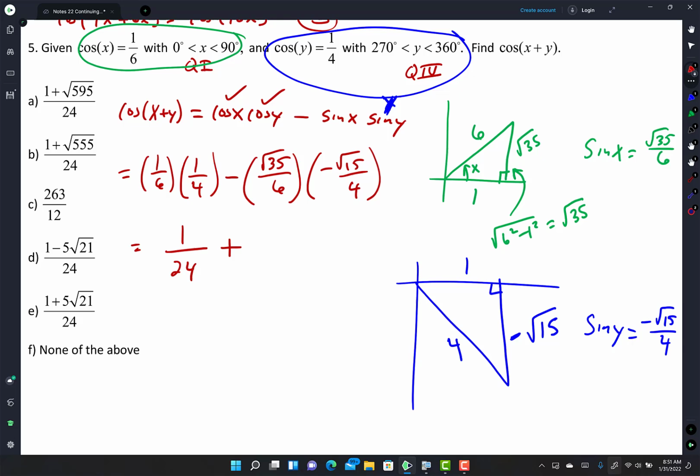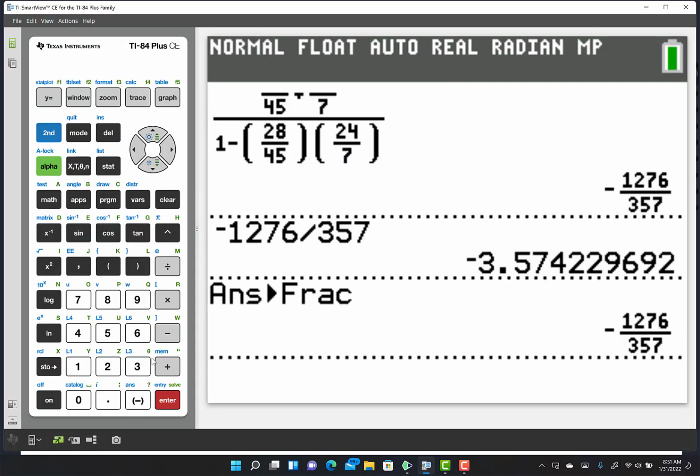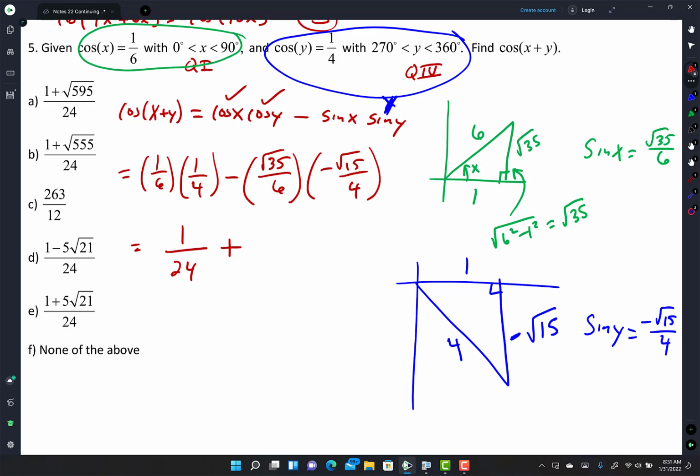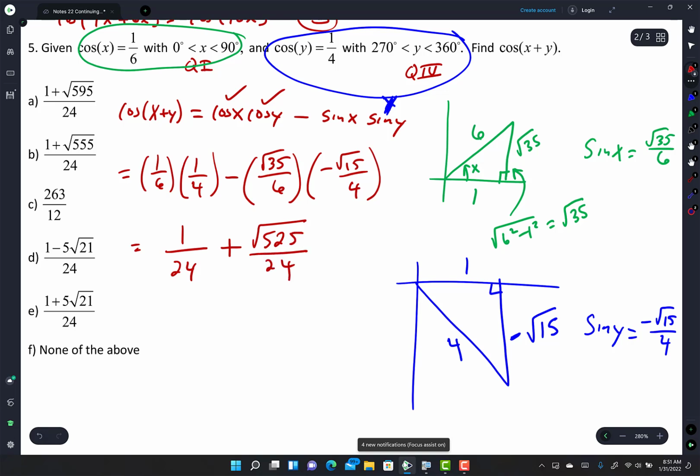35 times 15, I don't know. Let me take my calculator. 35 times 15, and I get 525. Do you guys see that? So I'm going to write it like that for now, and if it's a perfect square, we'll break it down a little bit. 525 over 24. I don't see 525 in there. It's probably because we can break it down.